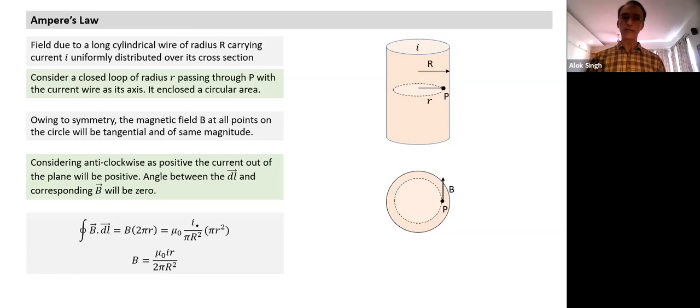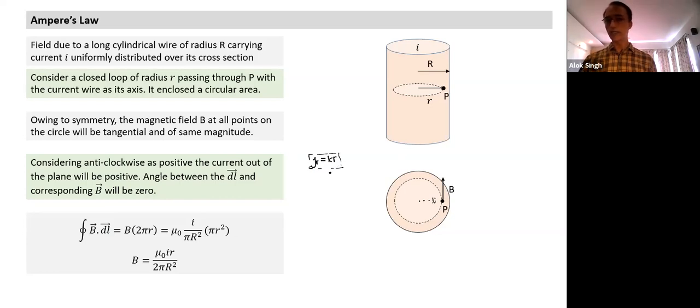We have done it for current uniformly distributed. We can also have a non-uniform distribution. We can write the current per unit area as kr. What does this mean? It means that as we go away from the center, the current per unit area keeps changing. The current density is increasing. In that case also, can we calculate the current enclosed?